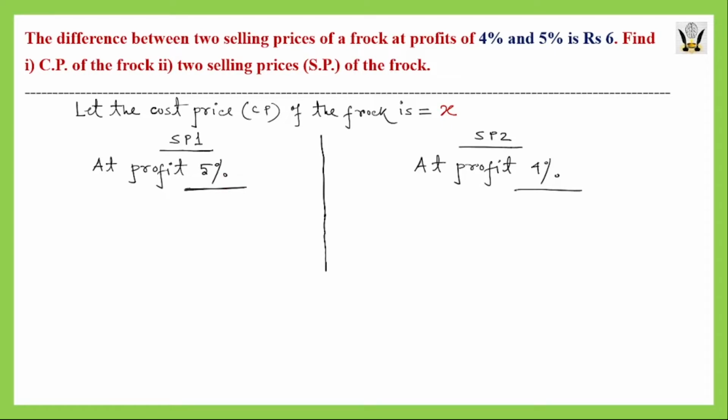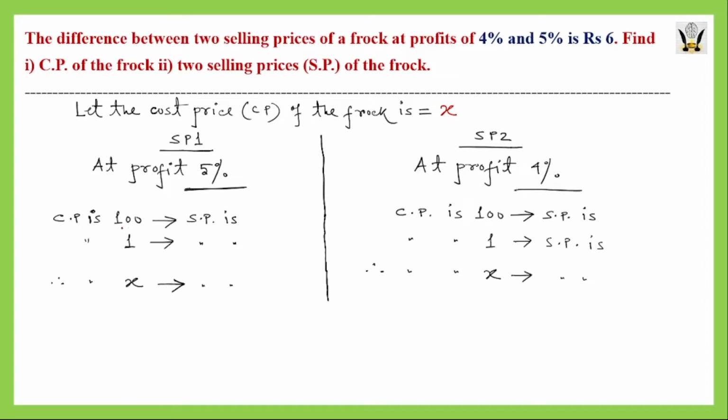At a profit of 5%, if the cost price is 100, then the selling price of that frock will be 5 more than 100. So the selling price will be 105 rupees, and if the cost price is 1, then the selling price will be 105 divided by 100, and if the cost price is X, it will be 105X divided by 100 rupees.